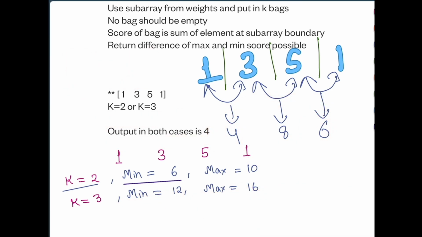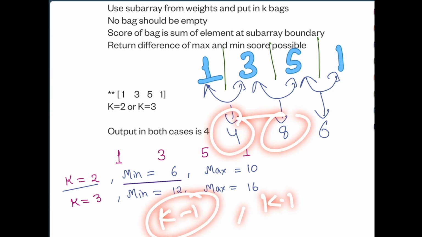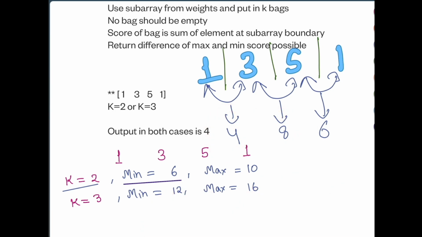This is super easy to code, right? Whatever data you are given, just find the difference of their adjacent element. The reason is they are the boundary elements, right? They will be contributing to my answer. And find the k minus 1 minimum and k minus 1 maximum values, sum them and find the difference. That is your output. So let me jump back to my code editor and try to code it using Python.